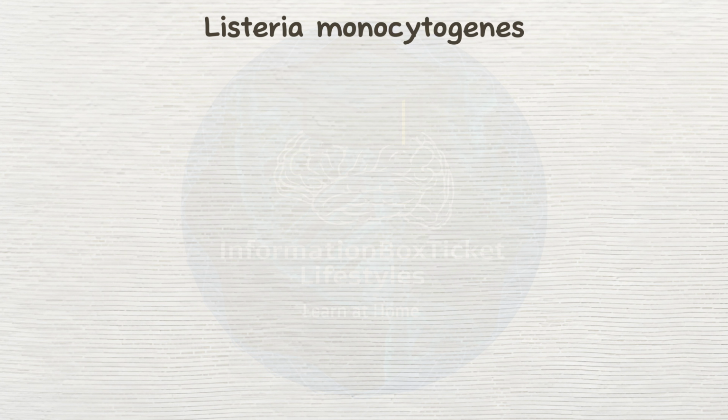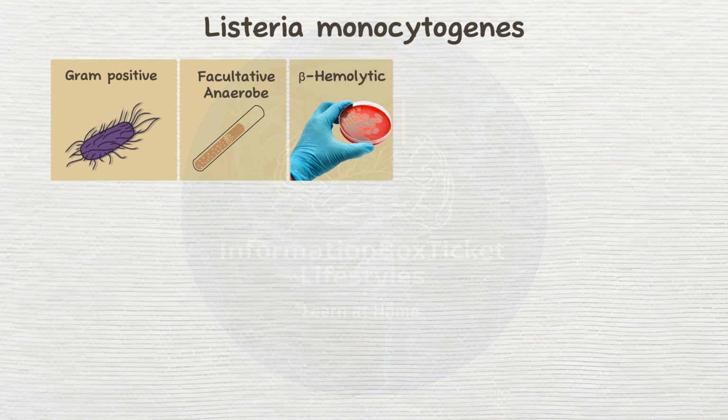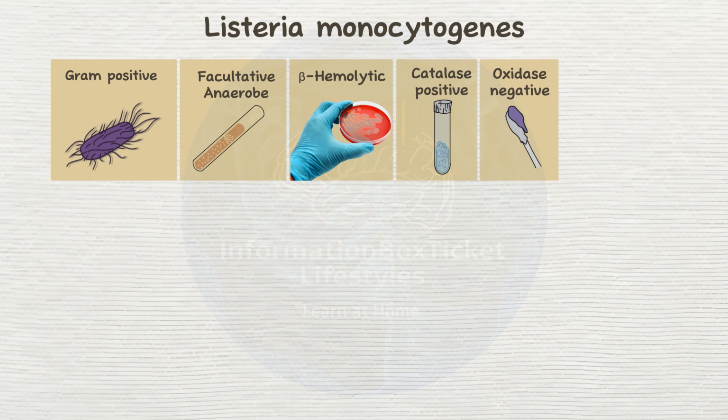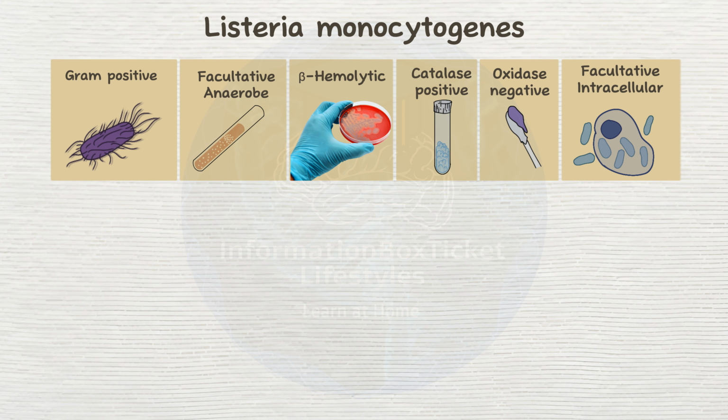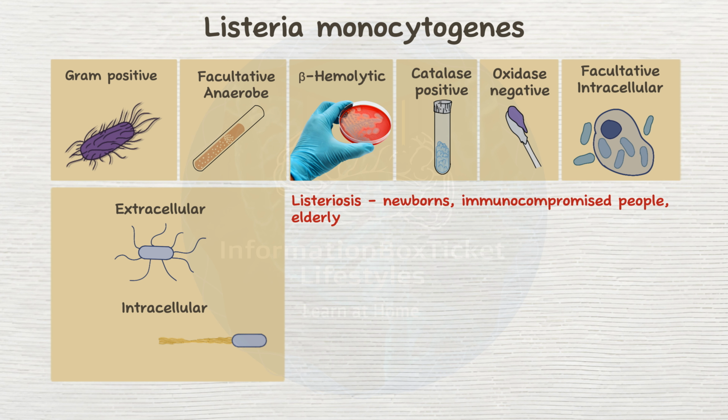To summarize, Listeria monocytogenes is a gram-positive, rod-shaped bacterium with facultative anaerobic and beta-hemolytic properties. It is likewise a catalase-positive, oxidase-negative, facultative intracellular pathogen. Listeria possesses tumbling motility in the extracellular environment and actin-based motility within the cells. It most usually causes listeriosis in newborns, immunocompromised people, and the elderly.